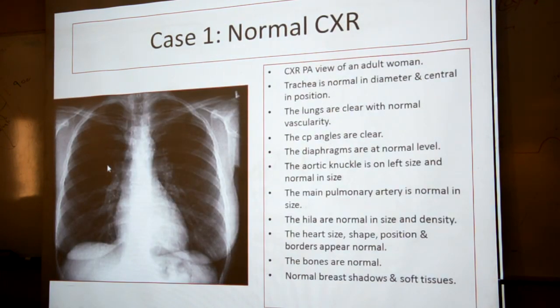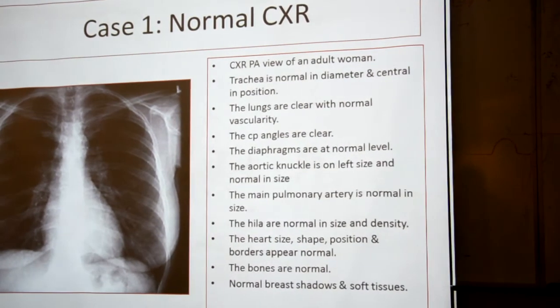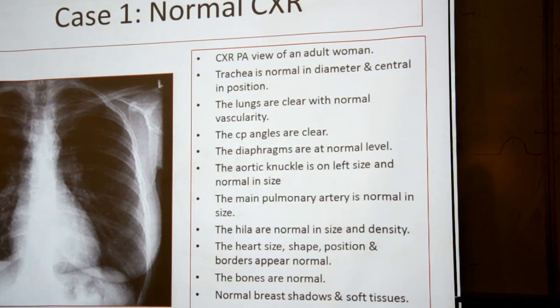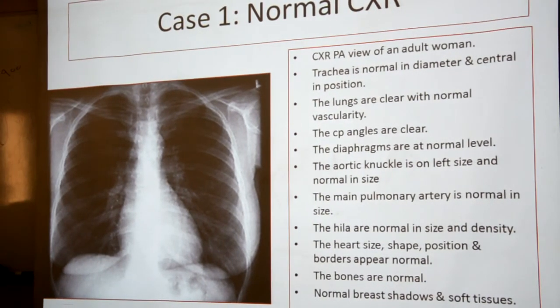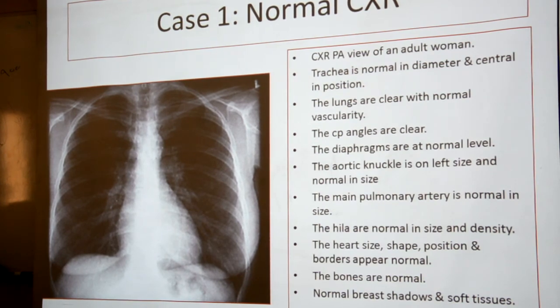Suppose this is a normal chest X-ray. When we start reading the chest X-ray, the trachea is located centrally or slightly deviated to the right side. Both lungs are symmetrically lucent. Compare the upper zones, mid zones, and lower zones with normal vascularity. The costophrenic angles are sharp on both sides. The left hemidiaphragm is slightly lower down. Both diaphragms are sharp.